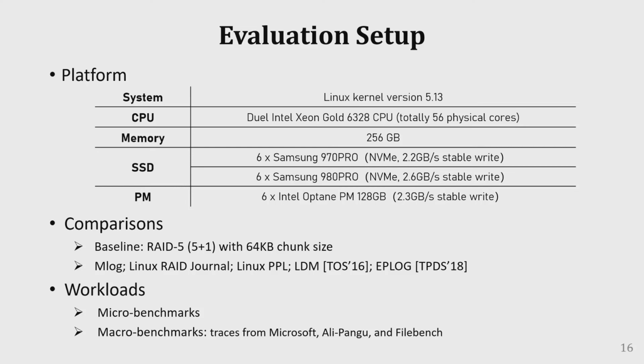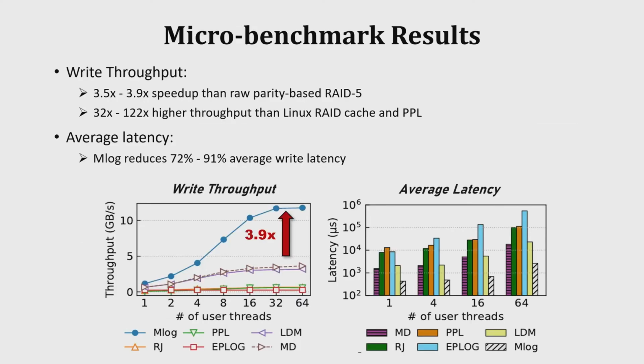We use both micro benchmarks and select 3 representative block traces from Microsoft, Alibaba, and FileBench as trace-driven macro benchmarks to evaluate Mlog. In the micro benchmarks, the last figure reports the write throughput of MD and 5 RAID buffering mechanisms. The throughput of Mlog exceeds that of other write buffers. This is because it reduces the overhead of I/O serialization on handling parallel log writes.